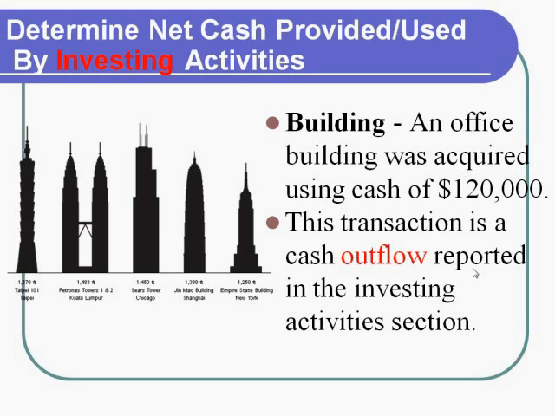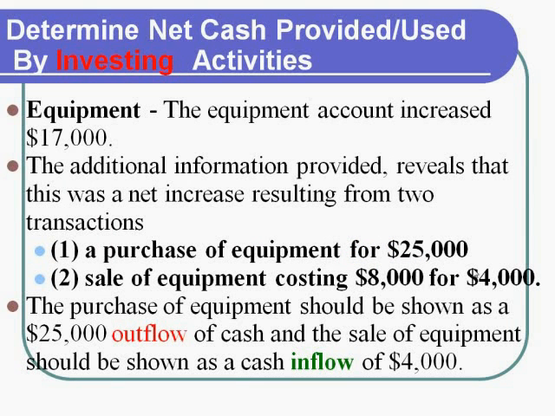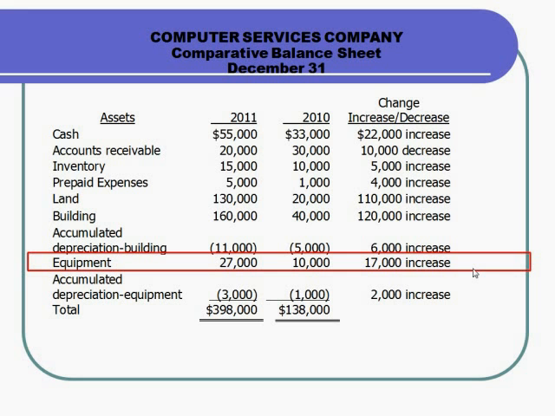Let's go on to buildings. An office building was acquired using cash of $120,000. This is a cash outflow, so let's make sure that we include it as a negative. And in our additional information, we also see that equipment costing $25,000 was also purchased for cash. Now what I would do at this point is make a little note, a T account for that equipment. I would make it at the bottom of my page, and you can see that right there.